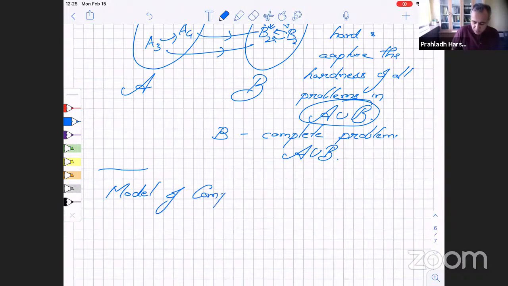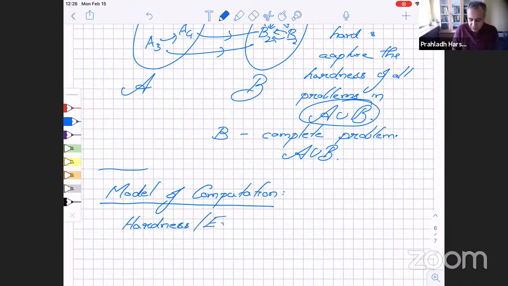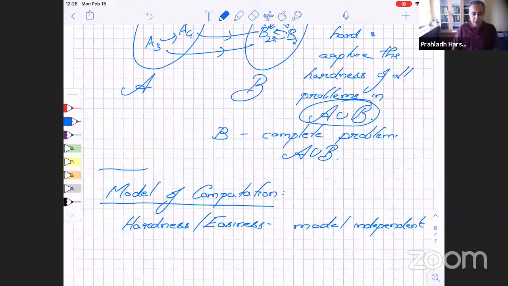which model of computation are we going to work with? Does it matter at all? These should be model independent, but we need to stick to some model. You could be working on a RAM, you could be working on a Turing machine, you could be working on different things. Does the notion of hardness or easiness depend on the model? Ideally, I would like the notion of hardness and easiness to be model independent, an abstract enough notion. But I don't know how to define it and make it model independent.